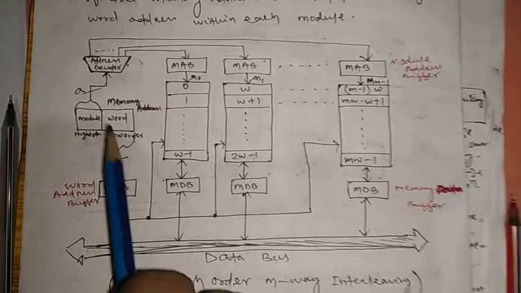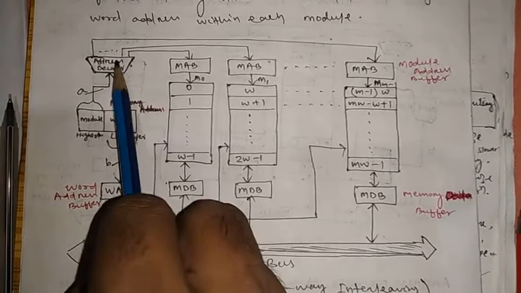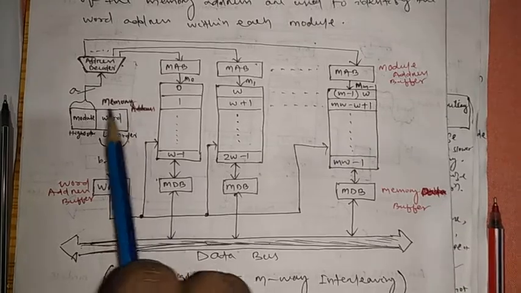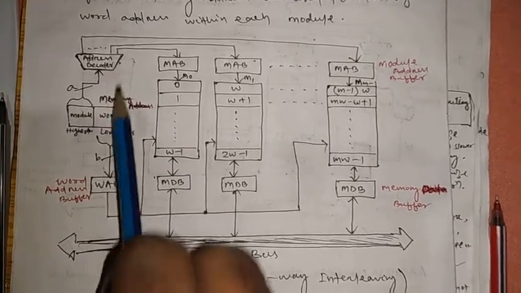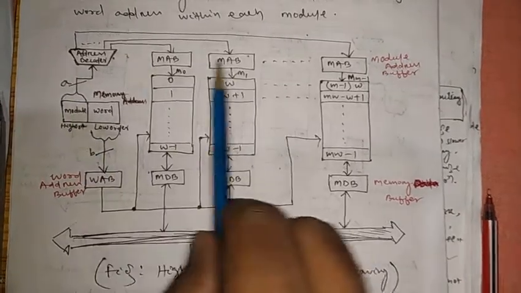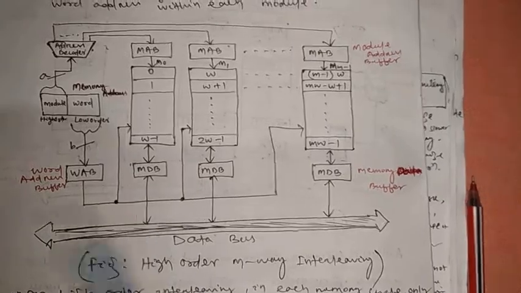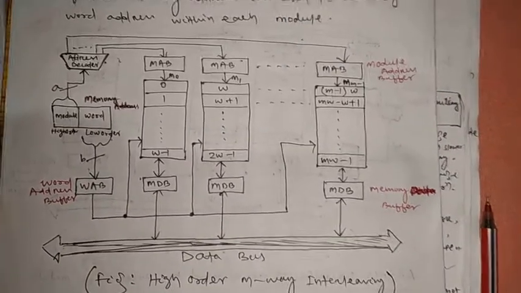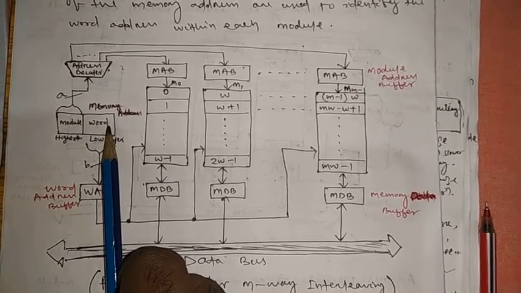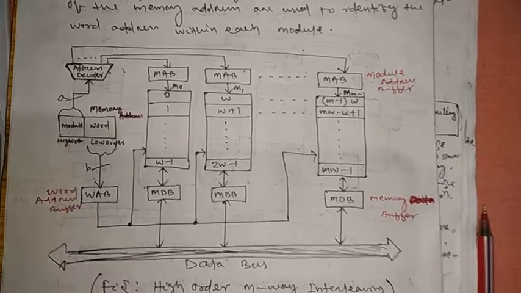Listen carefully. In low order interleaving, low order bits are passed to the address decoder and high order bits are passed to the word address buffer. But here high order bits are passed to the address decoder and low order bits are passed to the word address buffer. So high order bits are used to identify the modules and low order bits are used to identify the word address. In low order interleaving, low order bits are used to identify the module address and the high order bits the word address.